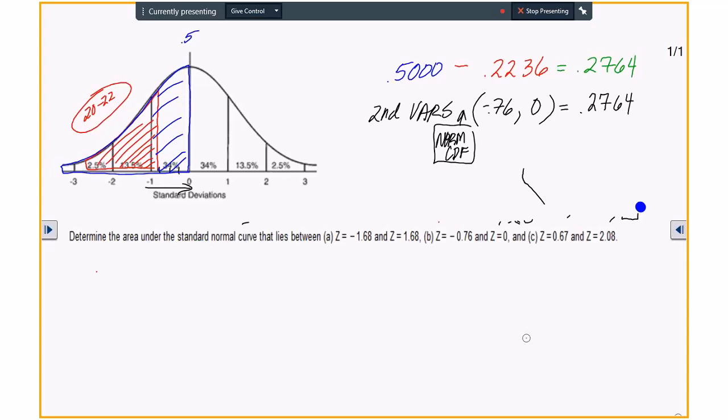Okay. What did I tell y'all to do? 0.67 and 2.08. So let me erase this. Won't let me erase it on top of it, so I have to.